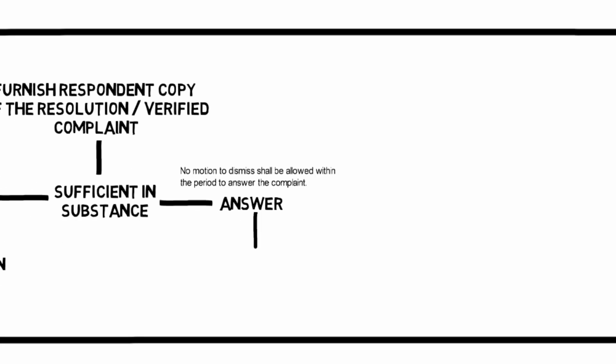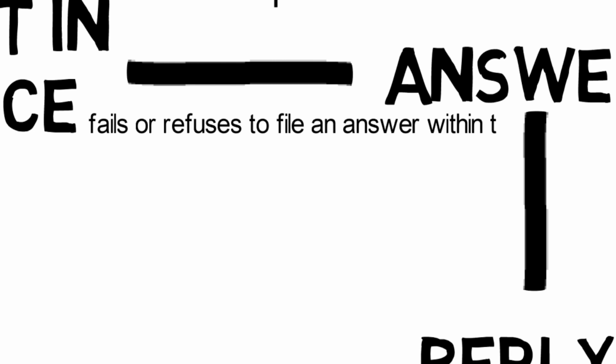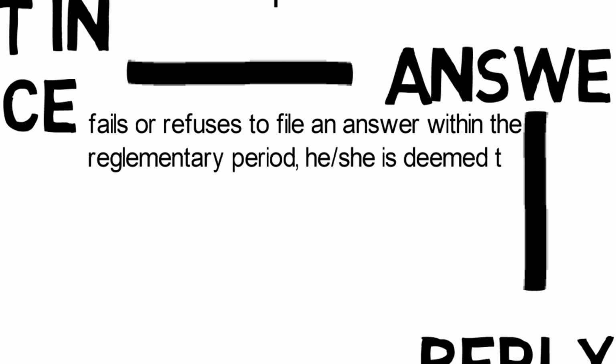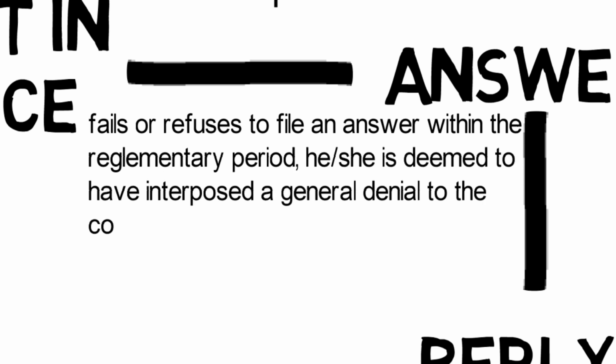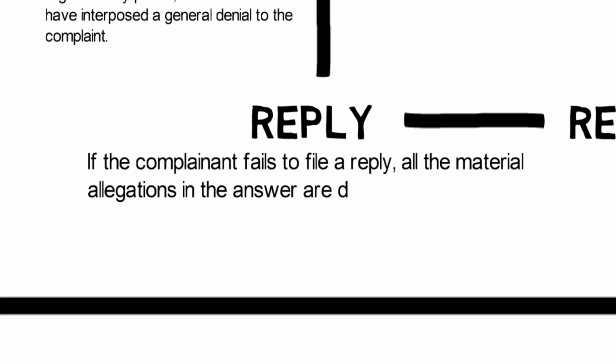Within 3 days from receipt of the answer, the complainant may file a reply serving a copy thereof to the respondent, who may file a rejoinder within 3 days from receipt of the reply, serving a copy thereof to the complainant. If the respondent fails or refuses to file an answer within the reglementary period, he or she is deemed to have interposed a general denial to the complaint. If the complainant fails to file a reply, all the material allegations in the answer are deemed controverted.